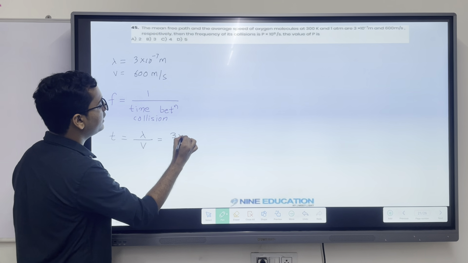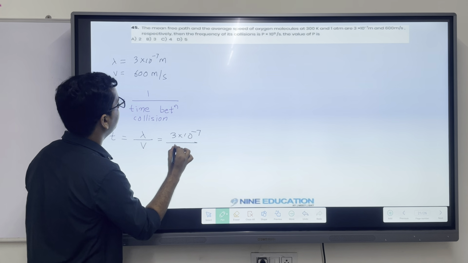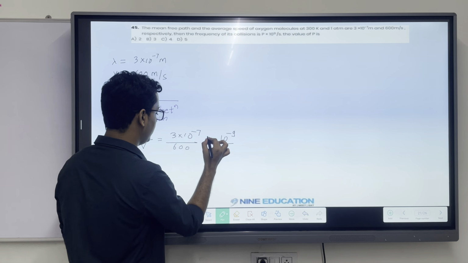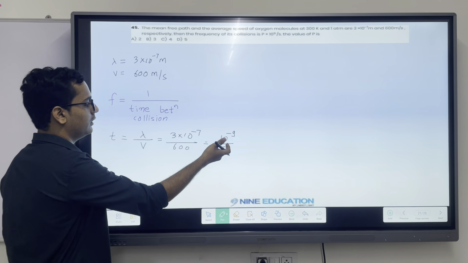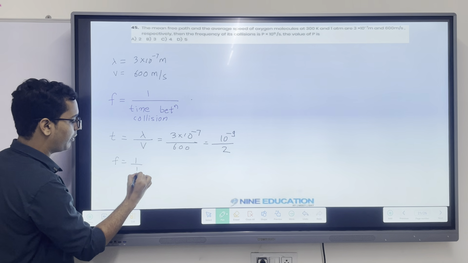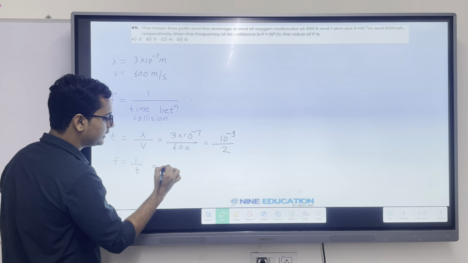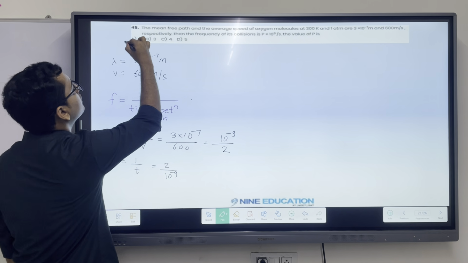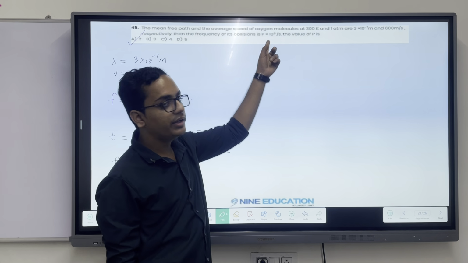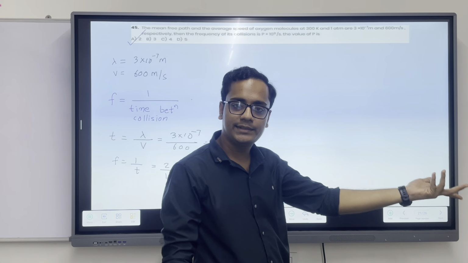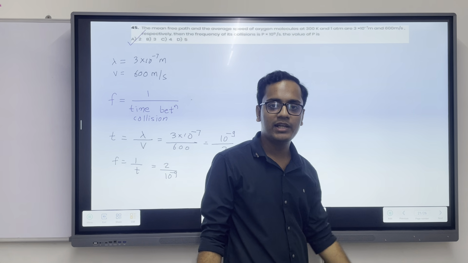So this is nothing but 3 into 10 power minus 7 divided by 600. So it's nothing but 10 power minus 9 divided by 2. Just substitute this value over here. Frequency is 1 by time between the collisions, which is 2 divided by 10 power minus 9. So yeah, 2 into 10 power 9 hertz, or you can say 1 by second.